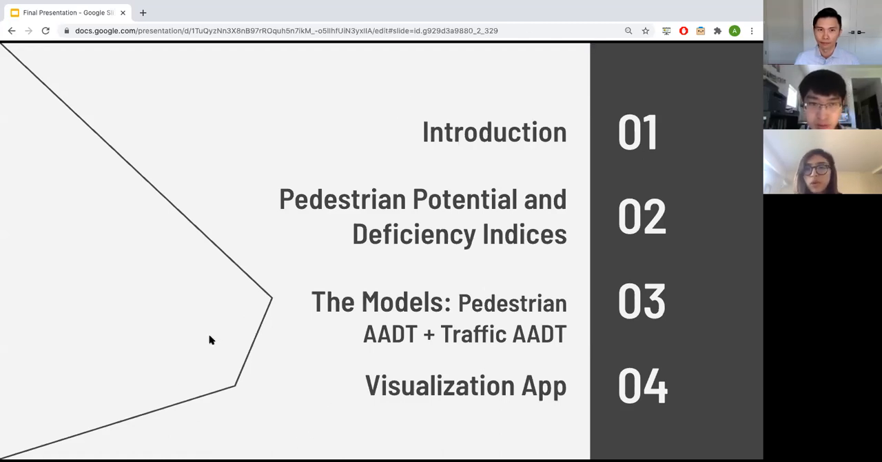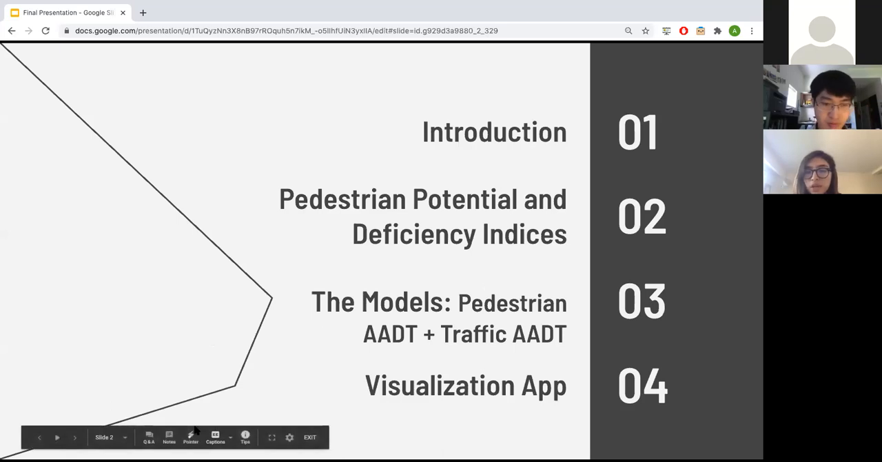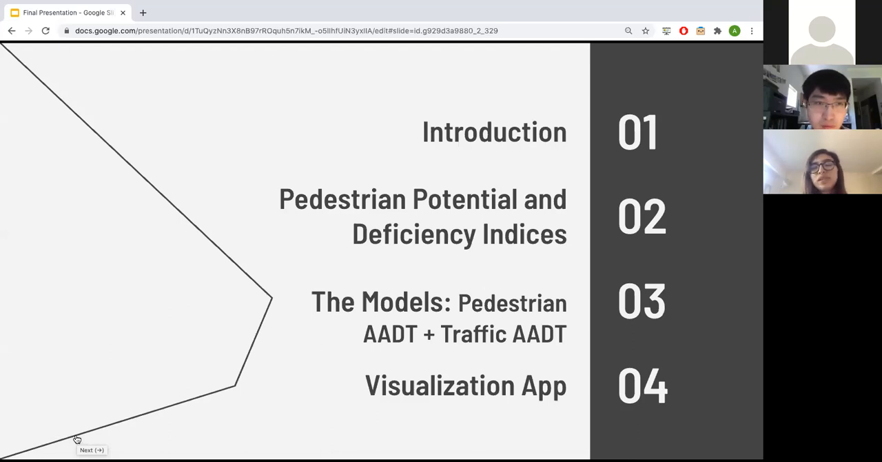First, I just wanted to give you a quick overview of the presentation today. I'm going to give a quick introduction to the project and a bit more context on Surrey. Then we're going to talk about two indices that we developed for our project. Third, we're going to talk about the statistical models we built. There are two of them, one for pedestrian AADT and traffic AADT, and we'll get into what that means later into the presentation. And finally, we're going to give you a demo of the Shiny app we built for the people at the City of Surrey, so that you get an example of how our final product looks.